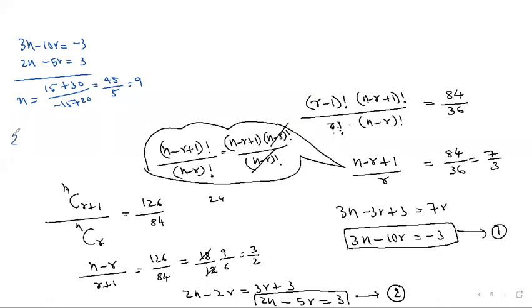So 2 into 9 minus 5r is equal to 3. R is 3. So N is 9, R is 3. Therefore, RC2 is 3C2. It is 3 upon 1. Answer is 3.